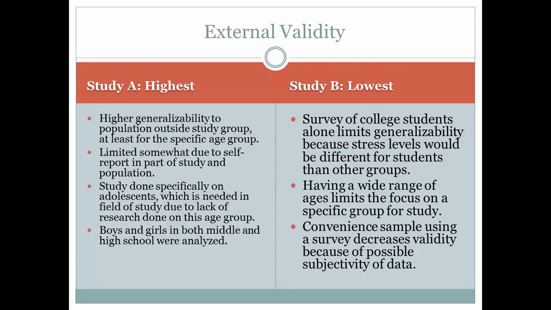As for Study B, a survey of college students alone limits generalizability because stress levels would be different for students than other groups. Having a wide range of ages limits the focus on a specific group for study. A convenience sample using a survey decreases validity because of possible subjectivity of data.